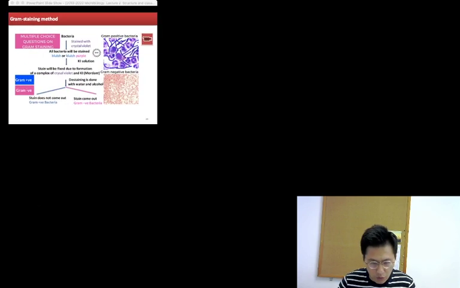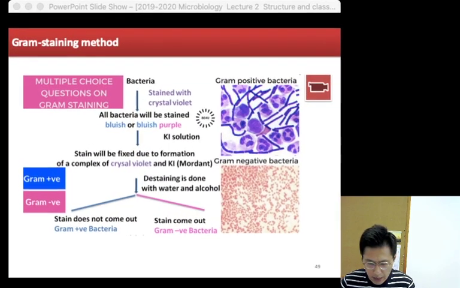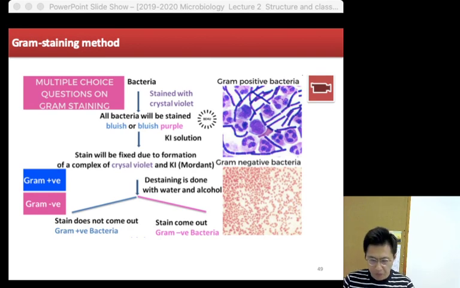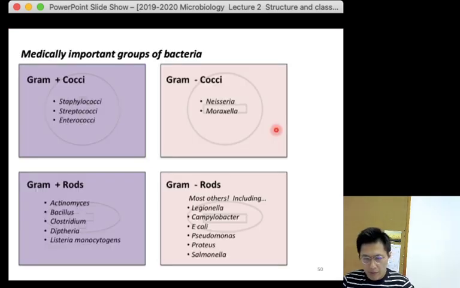Okay, so let's take a look at the lecture here. This is about the Gram staining methods. Now there are two categories of groups of bacteria, gram-positive and gram-negative. These are the medically important groups of bacteria.